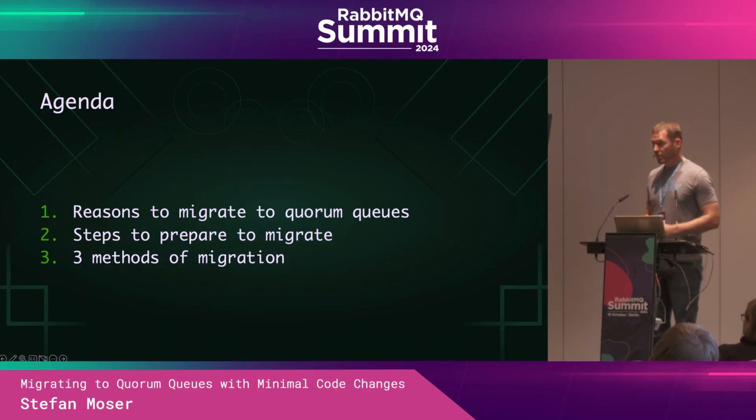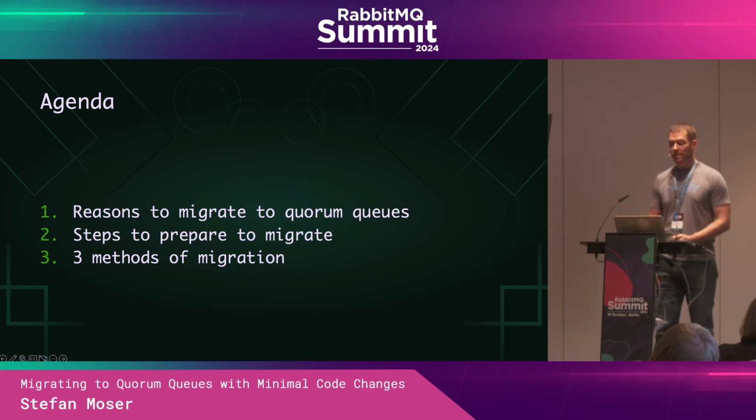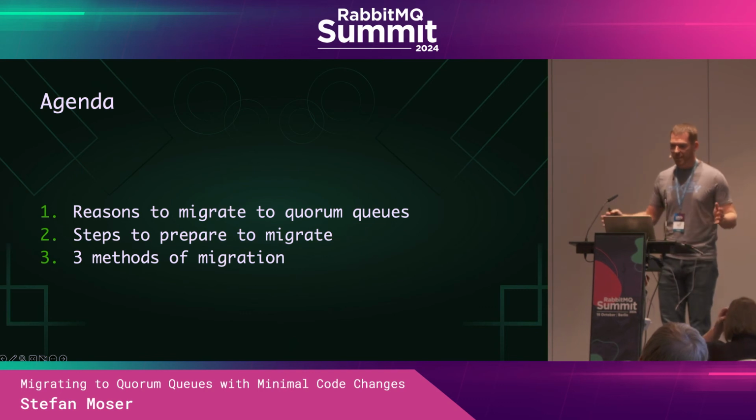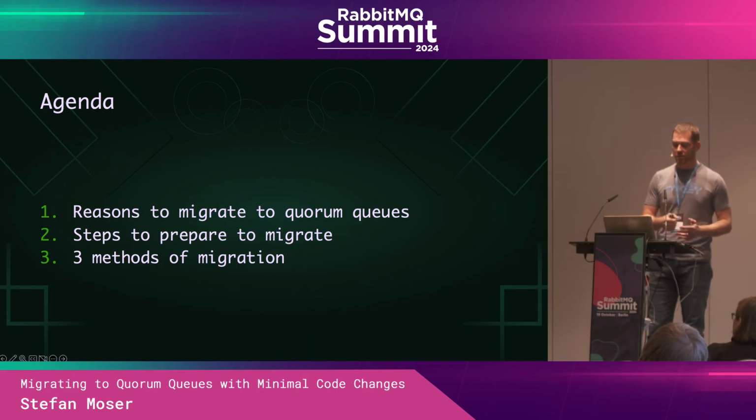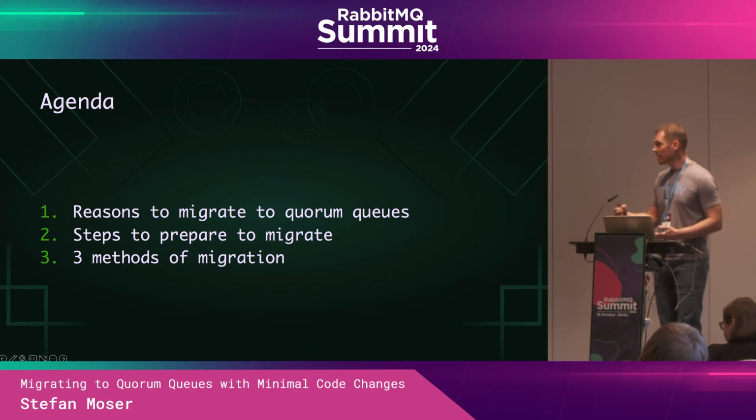Okay, so really quick, we went through all of this. We talked about the reasons why quorum queues are better in every way. We talked about the two things you need to do to prepare to migrate, going through all those incompatible features and making sure that your application isn't using any of them, or that you've got an alternative. And we talked about how to prepare the policies. We went through the three methods of migration: delete and recreate, migrate in place, and migrate by vhost.